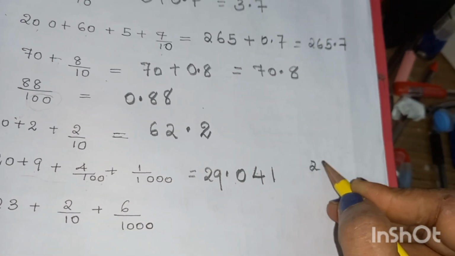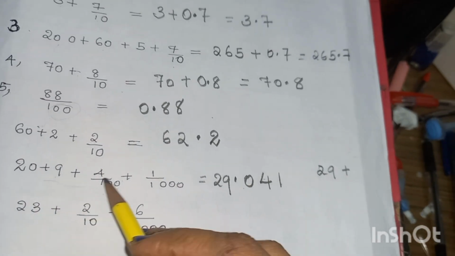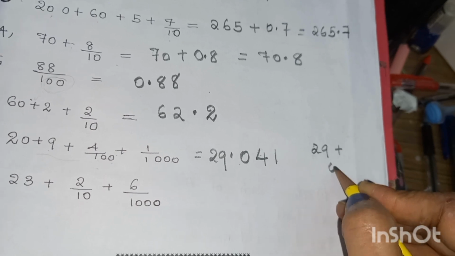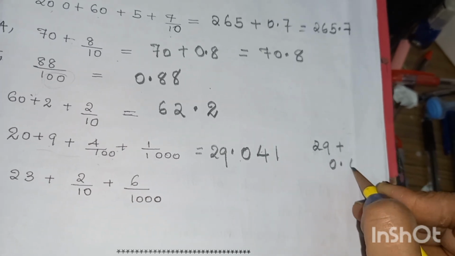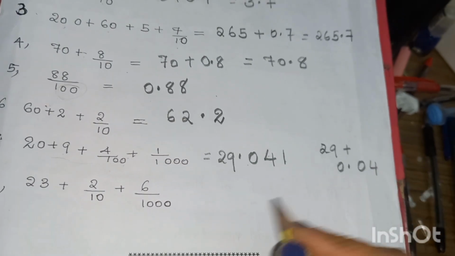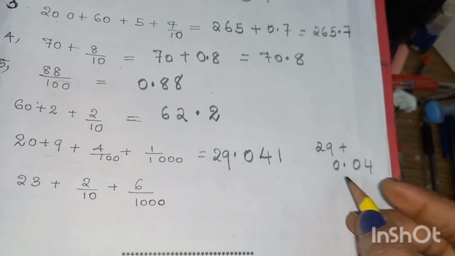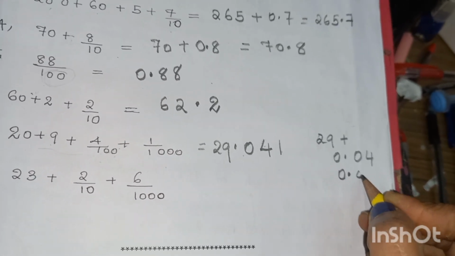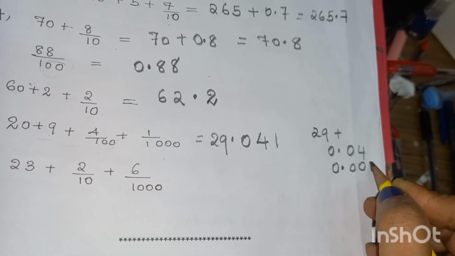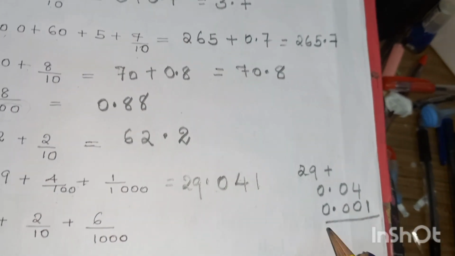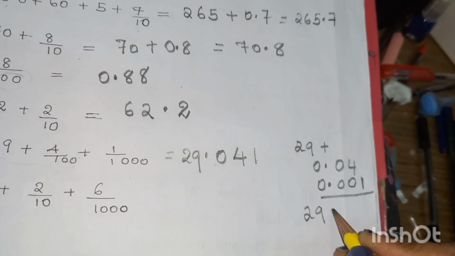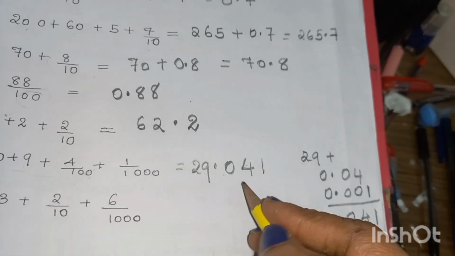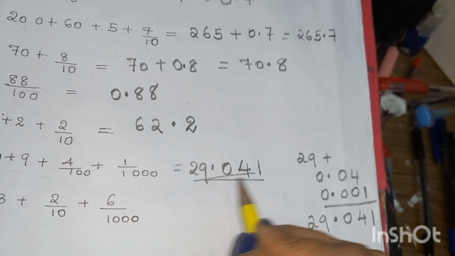29 plus 4 by 100 means, how can we write? 0.04. Okay, then 1 by 1000, how can we write? 0.001. So how much do we get? 29.041 we get. Okay, clear? Like this we get, isn't it?